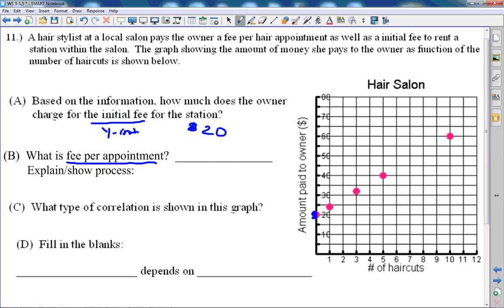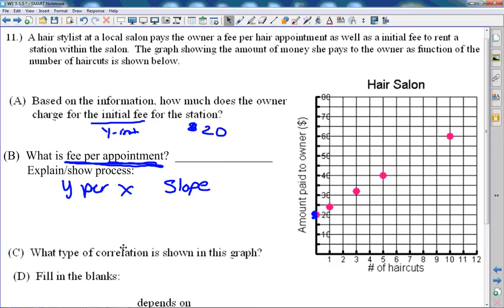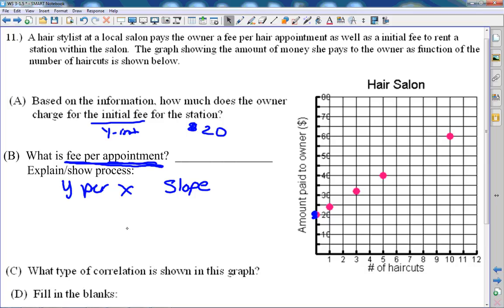Fee per appointment? Guys, that's y per x. That's talking about your slope. All right, well, how do I get from this point to this point? It looks like that's not even crossing exactly, is it? What if I did this? I moved all those up and I'm going to move them out of the way again. What if I, maybe even a little bit more? Oh, nope. There we go.